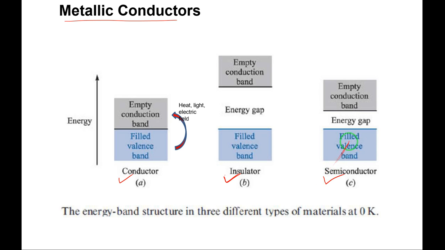Then semiconductor: you can observe the energy gap between the valence band and the conduction band is very small. So how do we define semiconductors? Semiconductors are those materials which have conductivity in between those of conductors and insulators, right? Every material has its own role to play. So we'll concentrate only on conductors here, right? And these are the energy band structures at a temperature of 0 degrees Kelvin, right? We will concentrate only on the metallic conductors.